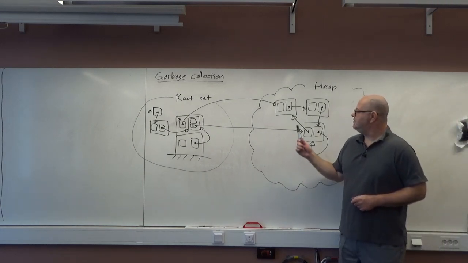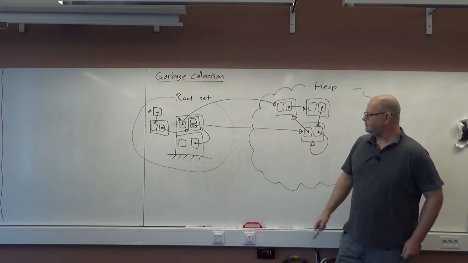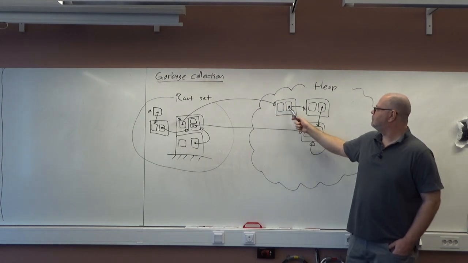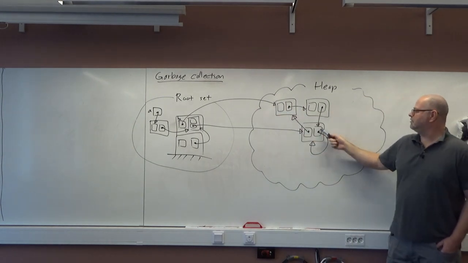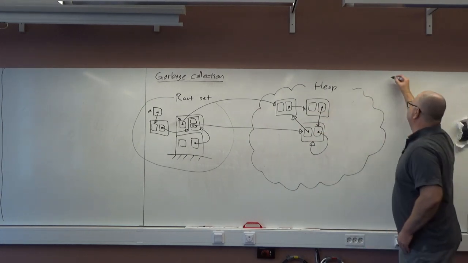As you can see, these can all be reached from the root set. From B, you can go here. And from there, you can go on there. And from there, you can go on there. And then back. So all these objects are reachable from the root set.